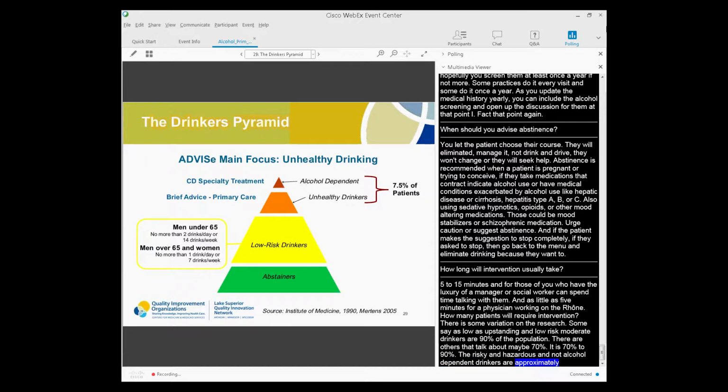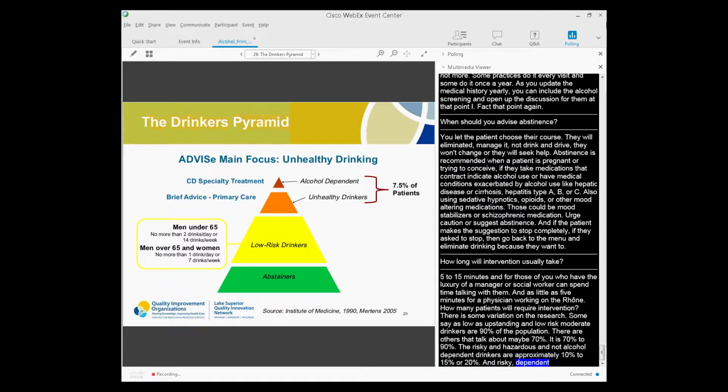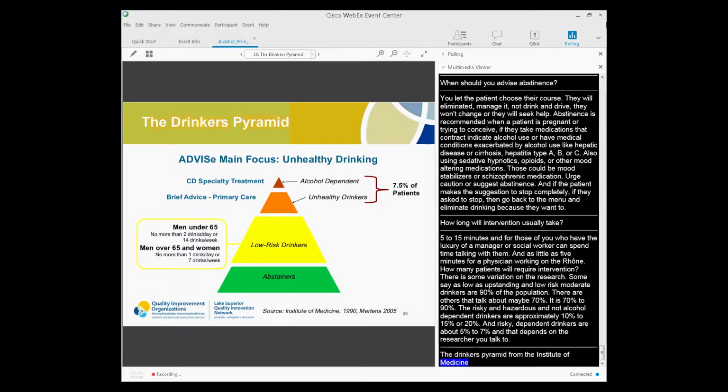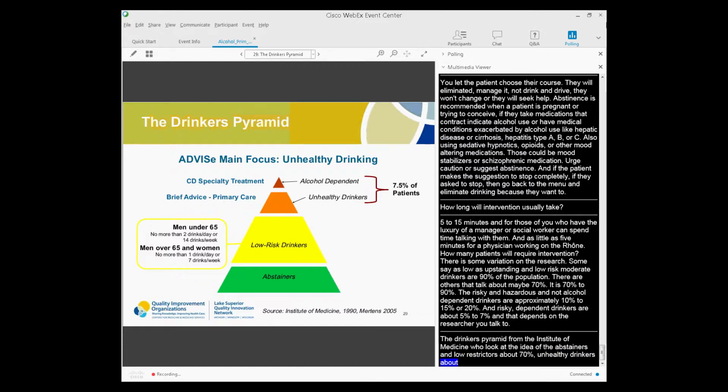So the Drinkers Pyramid, which is from the Institute of Medicine, they look at the idea of the abstainers and low-risk drinkers being about 70%, unhealthy drinkers about 25%, and then alcohol-dependent drinkers about 7.5%. Okay, so it just depends. And each practice is going to be different. The population might be different.